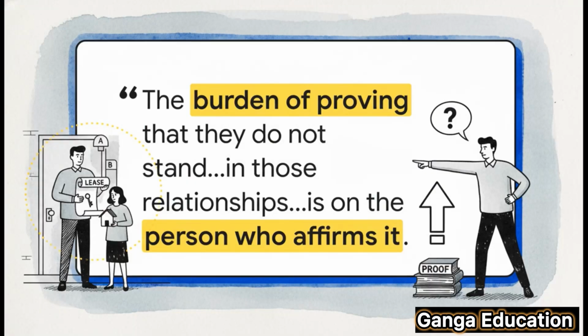The BEAR Act says, when the question is whether persons are partners, landlord and tenant, or principal and agent, and it has been shown that they have been acting as such, the burden of proving that they do not stand in those relationships is on the person who affirms it.